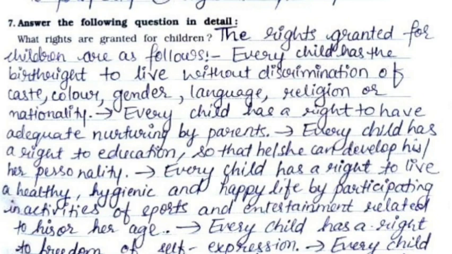Now we'll continue with question number 7, that is answer the following question in detail. The question is, what rights are granted for children? The rights granted for children are as follows. Every child has the birthright to live without discrimination of caste, color, gender, language, religion, or nationality. Every child has a right to have adequate nurturing by parents. Every child has a right to education so that he or she can develop his or her personality.